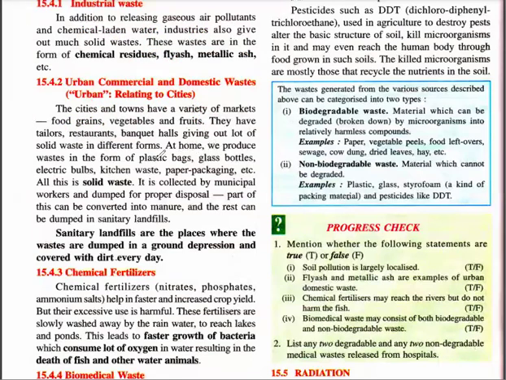So therefore, at home, we produce waste in the form of plastic bags, glass bottles, electric bulbs, kitchen waste, paper packaging, etc. All this is solid waste and also known as non-biodegradable waste. Am I right? Yes. So it is collected by municipal workers and dumped for proper disposal. Part of this can be converted into manure. As I said, compost or manure, same thing. And rest can be dumped in sanitary landfills. That can also be done. Sanitary landfills are those places where the waste is dumped in the ground, in a depression, and covered with dirt every day.